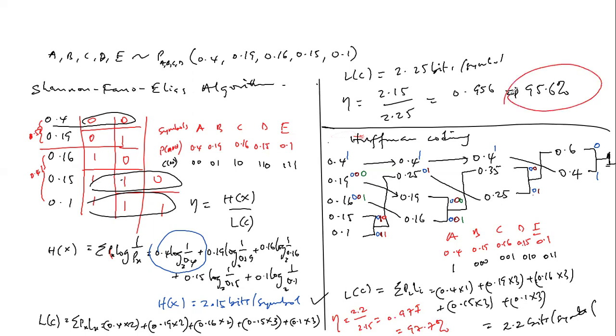Now, in comparison, you see that the level of redundancy here using Huffman coding is less than in the Shannon Fano Elias algorithm. And as such, we say that the Huffman code is an optimal code, because here we could achieve 97.7% against 95.6% using the Shannon Fano Elias algorithm. So technically speaking, we want to prefer the Huffman coding algorithm over the Shannon Fano Elias algorithm. I'm seeing MPEG and some of those novel recent compression algorithms use Huffman.